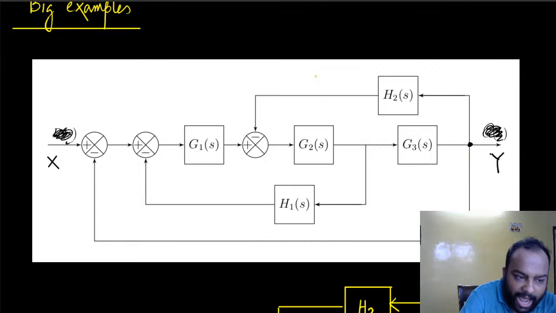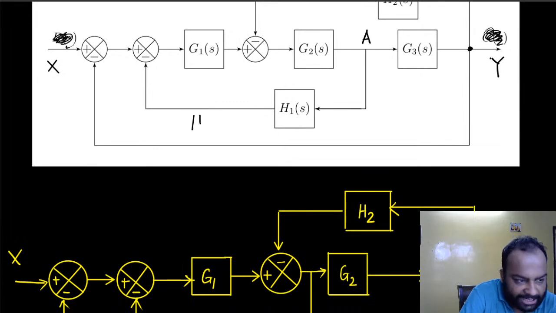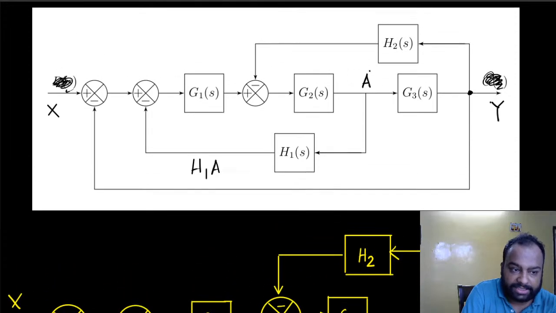Now, for our purpose, imagine the signal that was coming out of this was, say for example, A. I'm calling this signal A. This signal A was coming out of this. So what was the output of this block? Try to understand what is the output of this block. So of course H1A. If this signal is A, then the output of this block is H1A.